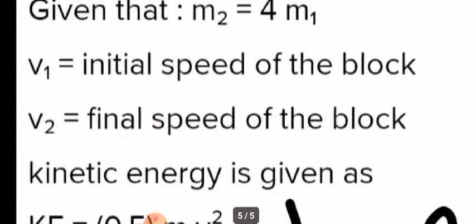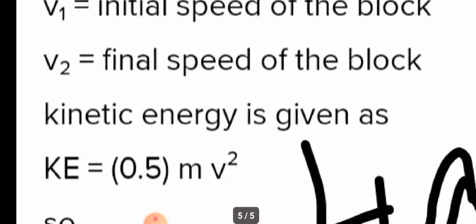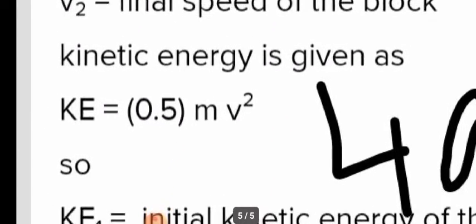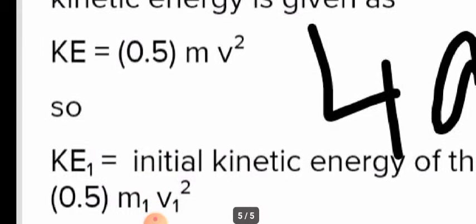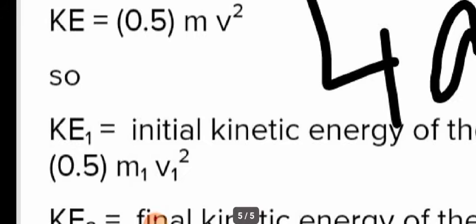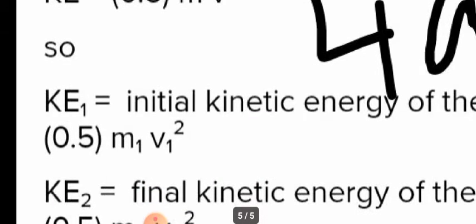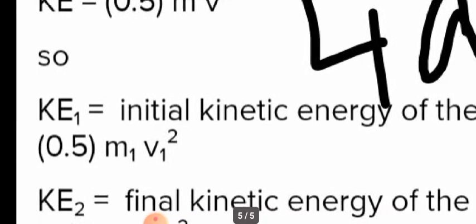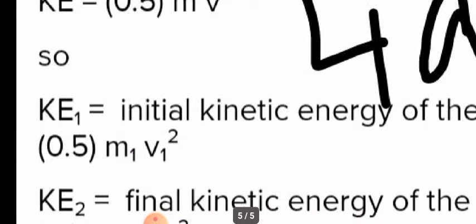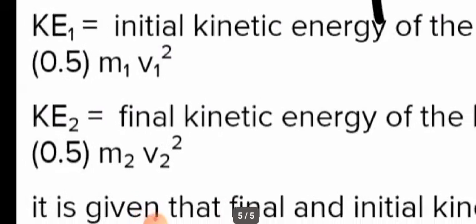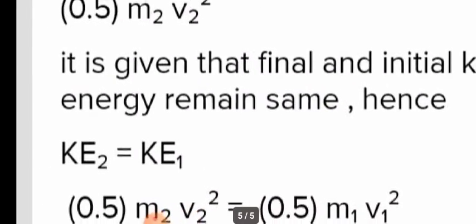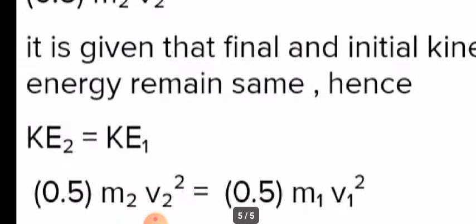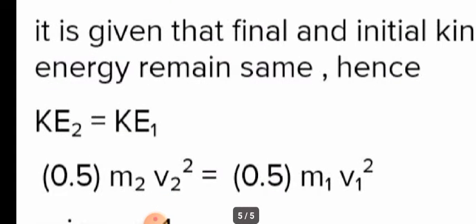So initial speed of the block is v1 and the final speed of the block is v2. Kinetic energy is given as, we know that half mv square, half can also be written as 0.5. Right, children? So kinetic energy 1 is equal to initial kinetic energy of the block, that is 0.5 m1 v1 square. KE2, that is final kinetic energy of the block, is 0.5 m2 v2 square. It is given that the final and initial kinetic energy remain the same, isn't it? It is given in the question itself. Hence, KE2 is equal to KE1.